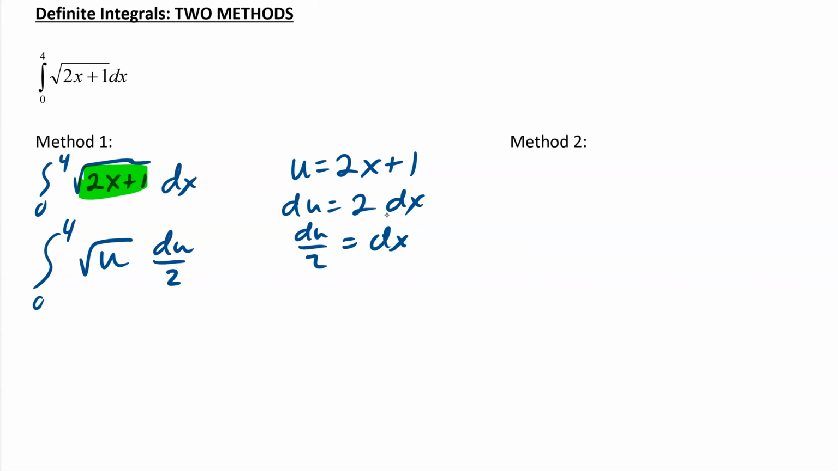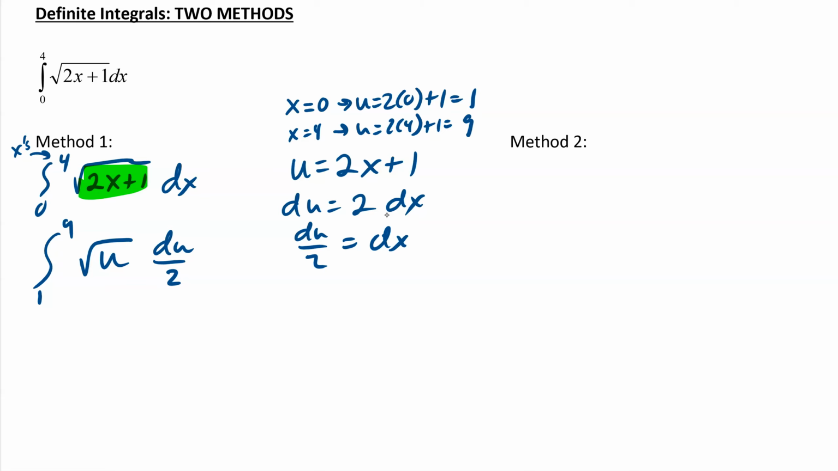That's not right. See, this is a u now. It's not an x. So you can't use the x values. These are x's. So what do we need to do? We need to come back up here and go, okay, well, x is 0, and x is 4, and you just plug them in for our u. So u is 2 times 0 plus 1, which is 1. And u equals 2 times 4 plus 1, which would be 9. So really we're going from 1 to 9.